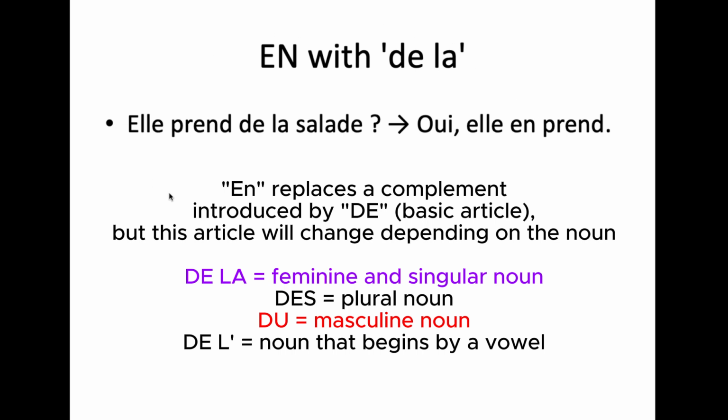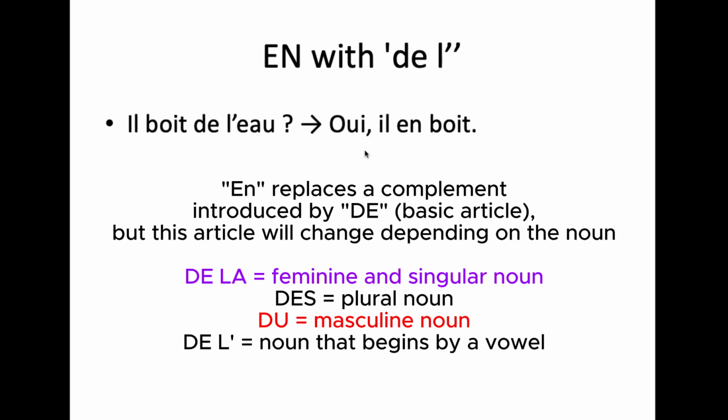Elle prend de la salade. So as you can see, de la salade is the complement of the sentence. So same thing with de l'apostrophe. De l' will be used for a noun in the complement which begins with a vowel. So in this case, eau, water, begins with a vowel. So we have to put de l' in this case. So, il boit de l'eau. Oui, il en boit. And same thing, the pronoun is placed there to replace the complement in the first question, and it's always placed before the verb.